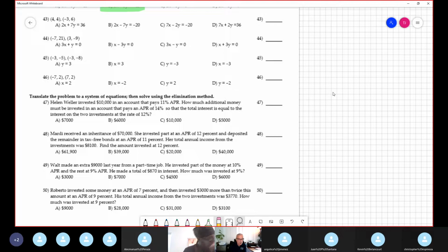So, Helen Weller invested $10,000 in an account that pays 11% APR. Okay, Helen deposited money inside this account, $10,000, and the annual percentage rate for this account is 11%. How much additional money, extra money, must be invested in an account that pays an APR of 14%, so it's another account, additional money, I call it a variable, you call it X, such that the total interest is equal to the interest on the two investments at the rate of 12%.